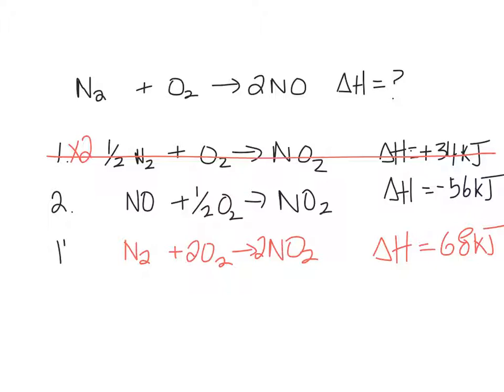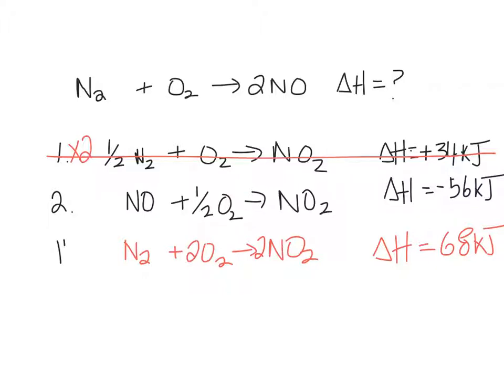Now let's look at equation number 2. Does it have anything in it that is in the overall equation? Sure. Which one? Oxygen and NO. We're going to pick NO because we've got 2 sources of oxygen in this question. We've got oxygen here and oxygen there. So let's deal with NO. Is it on the correct side? No.